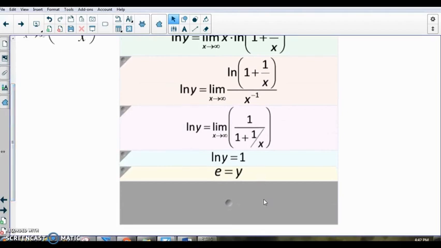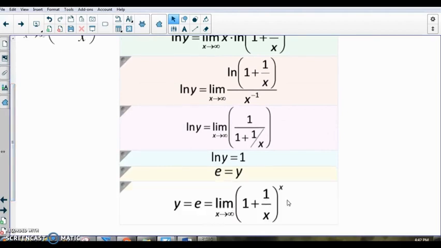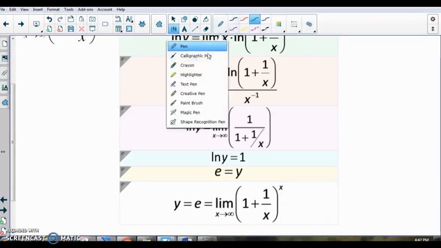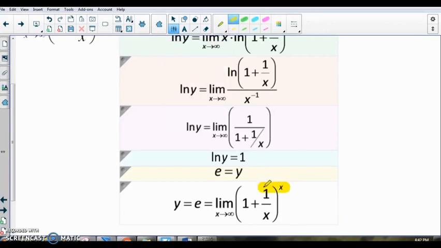And remember that y was originally equal to this limit problem that I started off with. So therefore, this limit, this whole entire thing, is equal to e. This thing here that we just found is actually the definition of what e is equal to. So this is a mathematical expression that we use to stand for e.